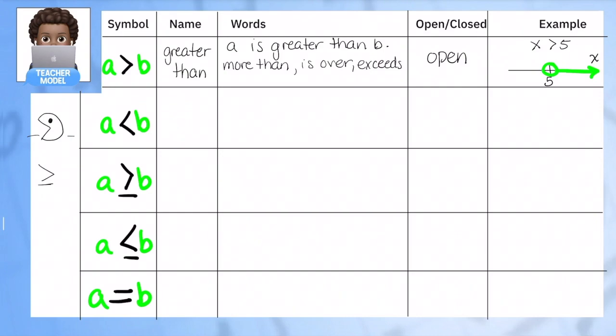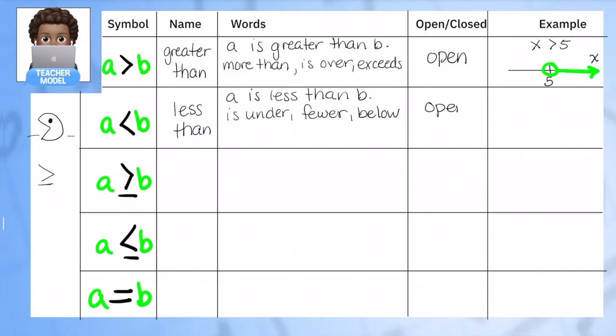It's the opposite, less than. So I would say A is less than B. Again, I always read from left to right. Other ways I could say it is, is under, fewer, below, all different ways. And it would also be open. So let's say I have x is less than 5.